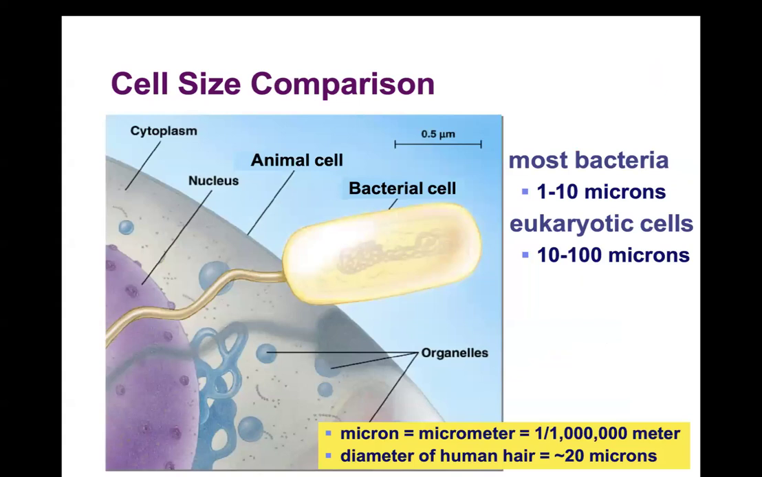So firstly, prokaryotic and eukaryotic cells are very different sizes. Most bacteria, and all bacteria are prokaryotic cells, are about 1 to 10 microns big. Now there are some exceptions, but we're talking about most. Similarly, most eukaryotic cells, and there are some exceptions, are 10 to 100 microns big. Now if we look down here, a micron is one millionth of a meter. Or in other words, a human hair is about 20 microns.